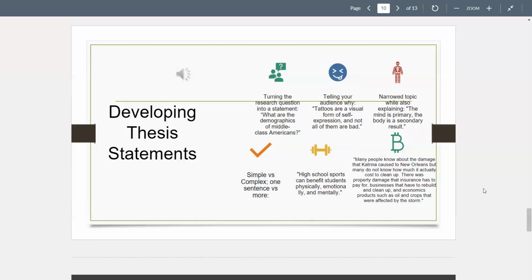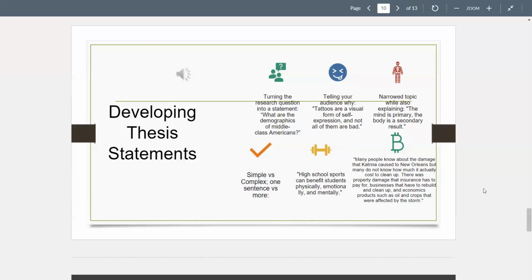So these are some tips about creating thesis statements. The first thing is that when you have a question, what do I want to know about a topic? So maybe I want to know more about the demographics of middle-class Americans. You can't leave it as a question in your paper because that puts the responsibility on the reader to have to answer the question, when in reality, the responsibility is of your paper to answer the question. So I would just turn that question into a statement. The demographics of middle-class Americans are 1, 2, 3. Then I've given my reason 1, reason 2, reason 3.